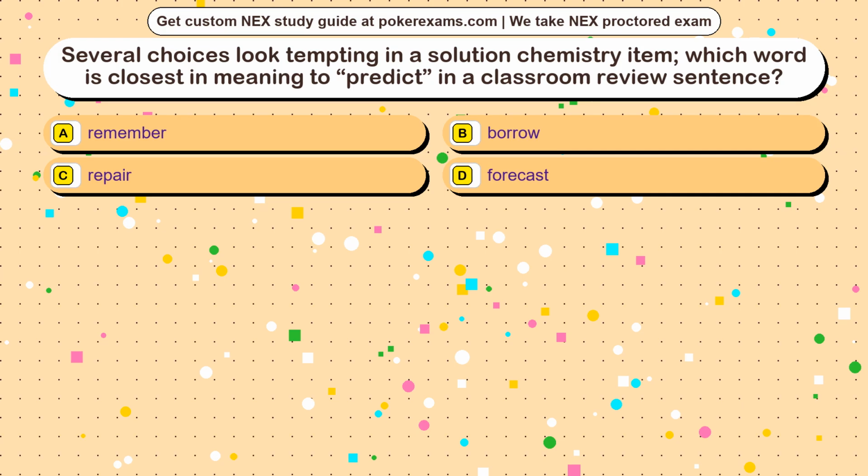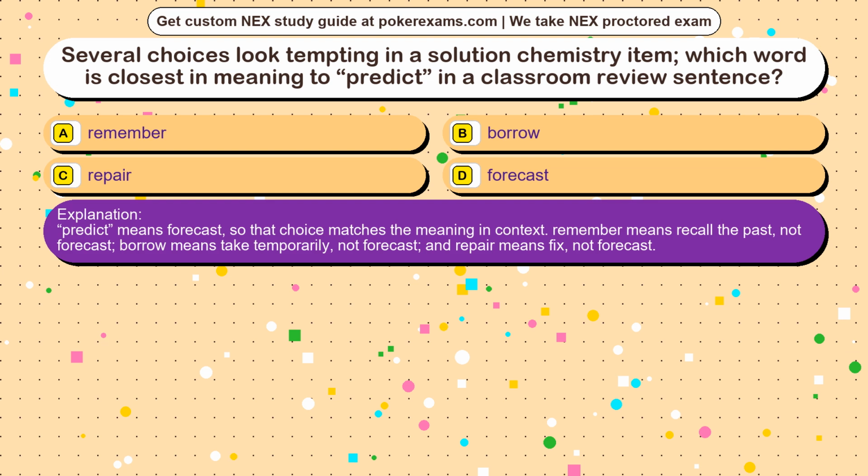The correct answer is option. Predict means forecast, so that choice matches the meaning in context. Remember means recall the past, not forecast. Borrow means take temporarily, not forecast. And repair means fix, not forecast.